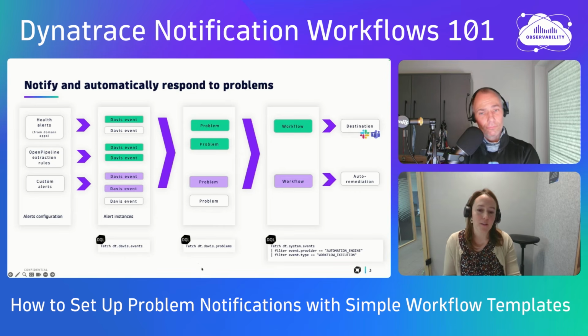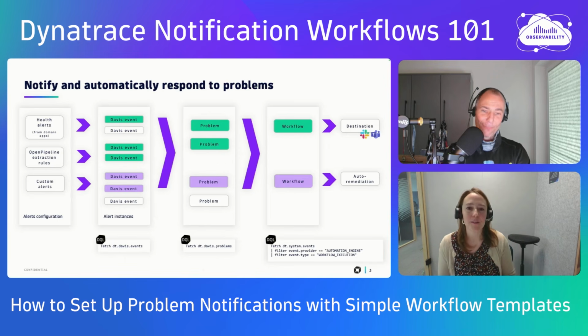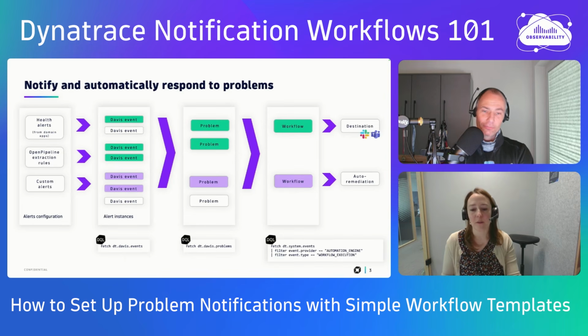And again, if you like DQL, you can see all those problems that are created, of course, in the Problems app first. So that will be for the daily user. But if you're a bit curious to look at the data, it will be the DQL query fetch dt.davis.problems. I think it's always helpful to see, okay, what kind of data is generated, especially when working with notifications.